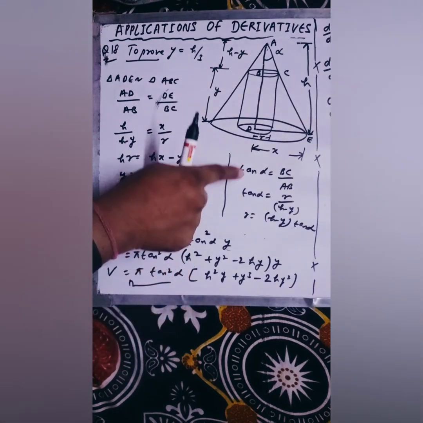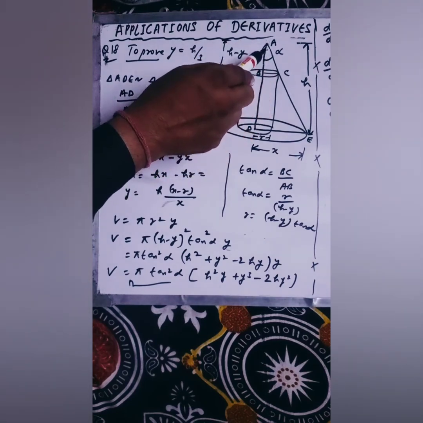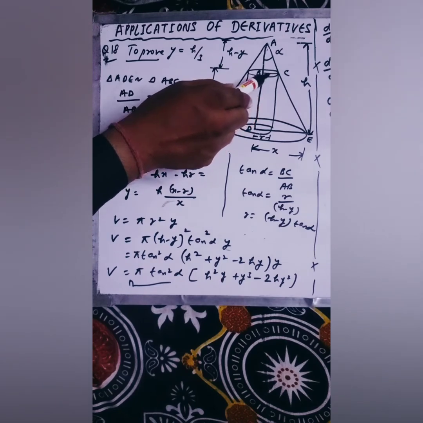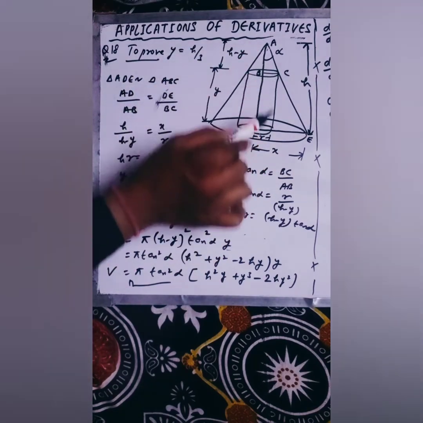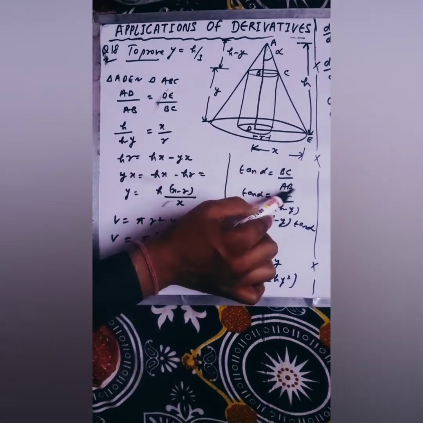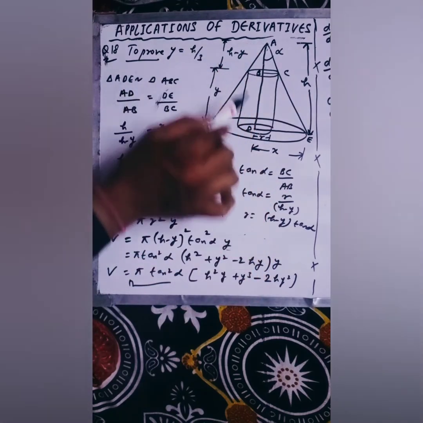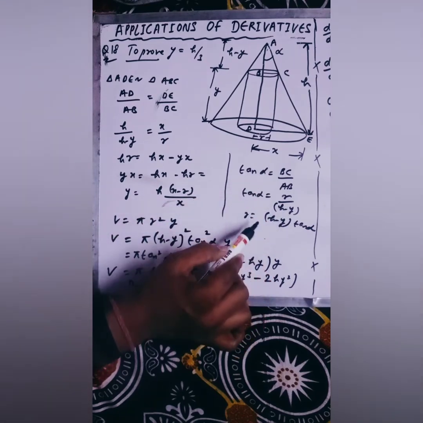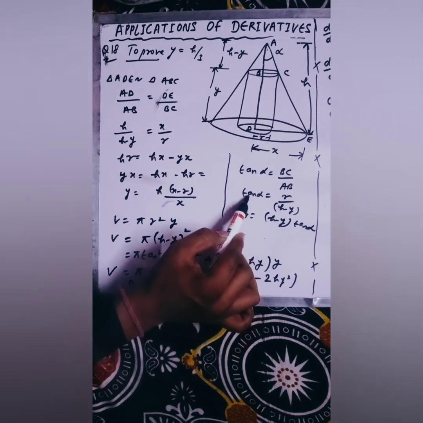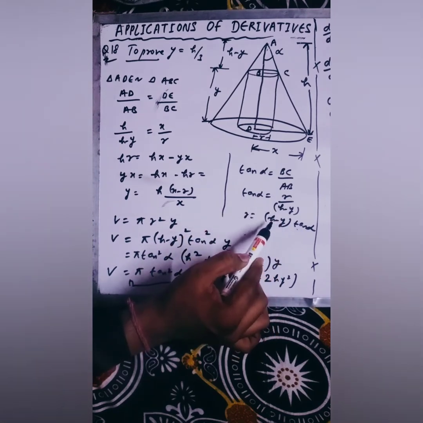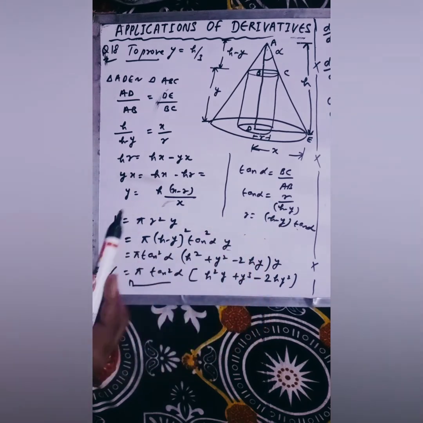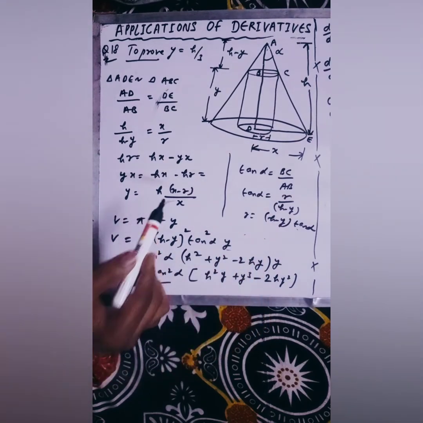Now in triangle ABC I am using trigonometry, that is tan alpha is equal to perpendicular over base, so that is BC over AB. So the value of BC is small r and AB is h minus y. You have to cross multiply and your value of r would be (h minus y) into tan alpha. This is the radius of a cylinder. Okay, and this is the height of the cylinder.